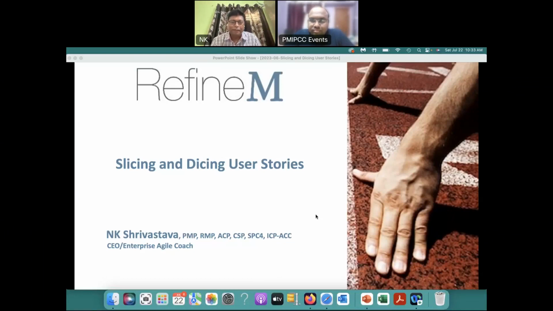Very good. So today we'll be talking about slicing and dicing user stories. I'm sure some of you who have worked in agile environments, worked in sprints, may be facing that challenge, because one of the things about agile is that you have to finish the stories within the same sprint. And I have seen invariably that the stories are passed from one sprint to the other, to the other, to the other. That's a very common thing that I have seen in my last 10 to 15 years of agile coaching.